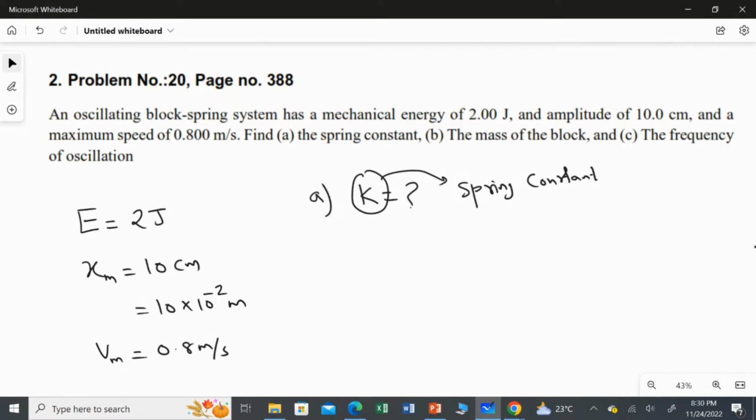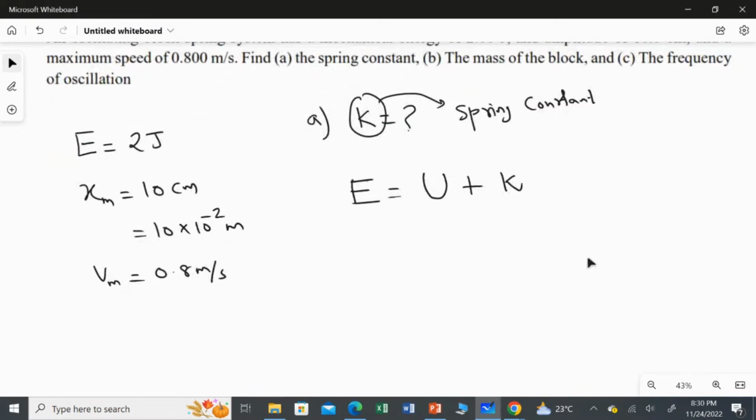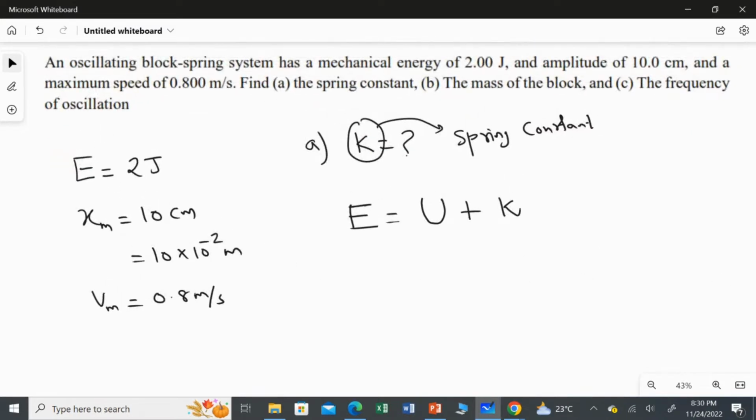For that, I have to use the mechanical energy formula. The mechanical energy E is equal to the potential energy plus the kinetic energy. And when the oscillator reaches the amplitude of 10 centimeter, by that time it will not have kinetic energy, only the elastic potential energy. So the kinetic energy will be zero. That means its speed is zero. So we will get the formula only for the elastic potential energy as half K xm square. This is the rule, right?